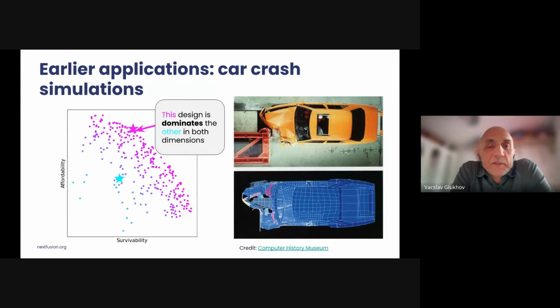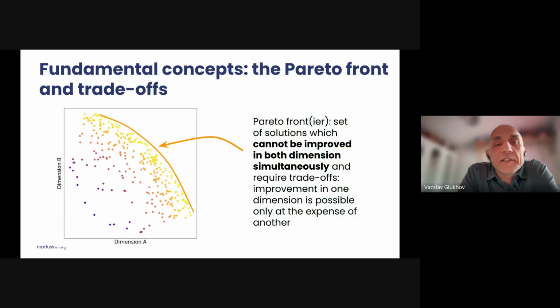There is another set of designs that are not dominated by other designs, and this particular design is at the edge of what we have tried so far. This design can be improved in one dimension only by sacrificing other dimensions. A set of designs like this is called Pareto optimality or the Pareto front, and that's in a nutshell the whole concept of multi-objective optimization. We're looking for Pareto optimality, the Pareto front, and that's the maximum that we can get if we are facing multiple objectives.